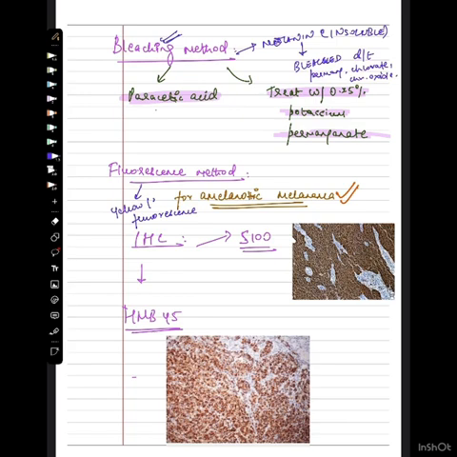IHC or immunohistochemistry. Here you have two major agents. The first is S100. S100 is the gold standard antibody which remains expressed in the cells derived from the neural crest. HMB45 usually demonstrates the melanosome formation.